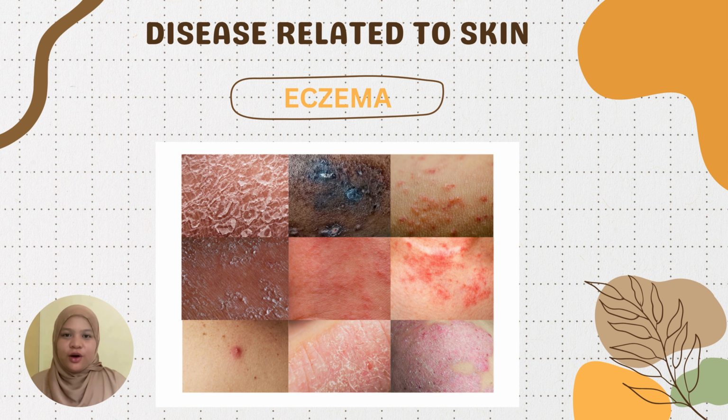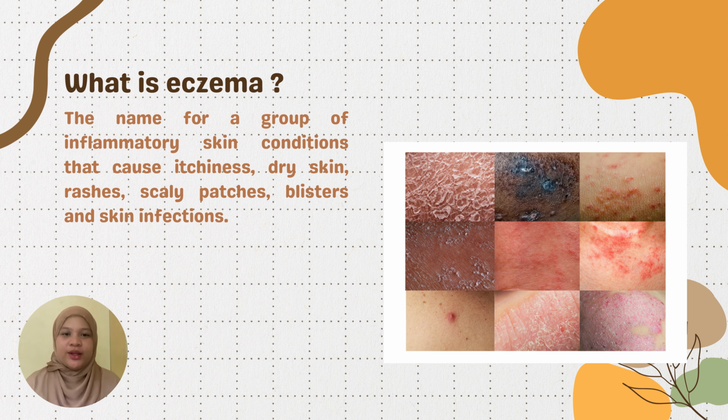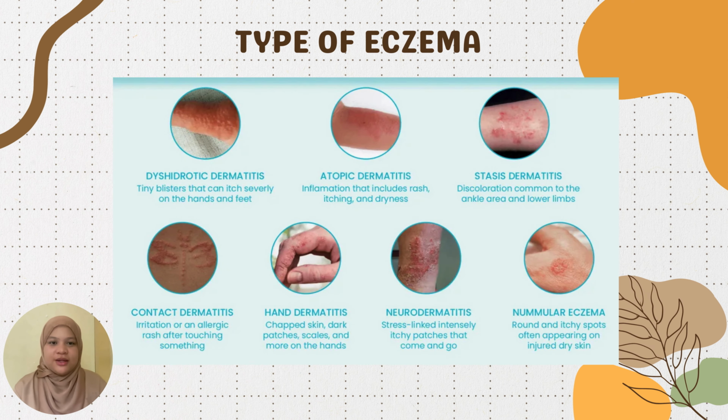Now, let's get to know about a disease related to the skin, which is eczema. So, what is eczema? Eczema is the name for a group of inflammatory skin conditions that cause itchiness, dry skin, rashes, scaly patches, blisters, and skin infection. There are many types of eczema. The first one is dyshidrotic dermatitis. It is characterized by small itchy fluid-filled blisters on the hands, fingers, and feet.